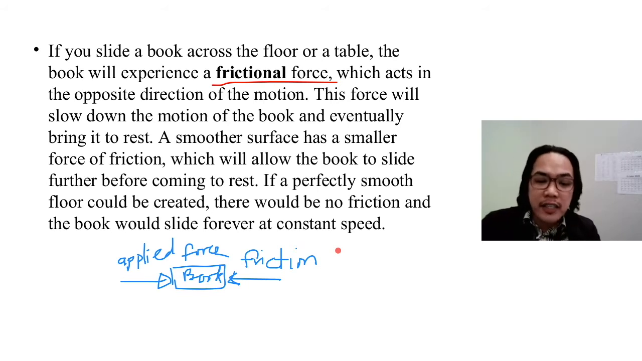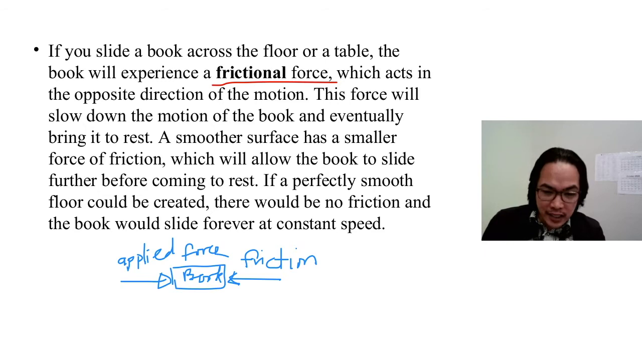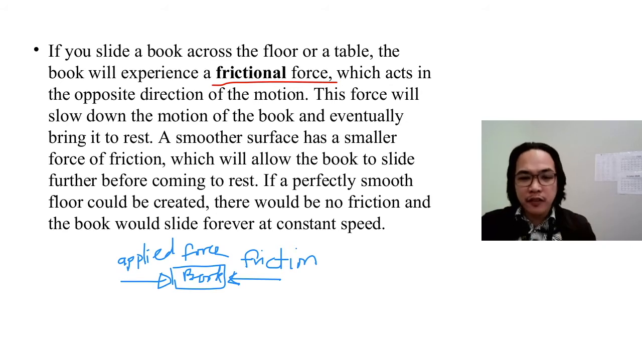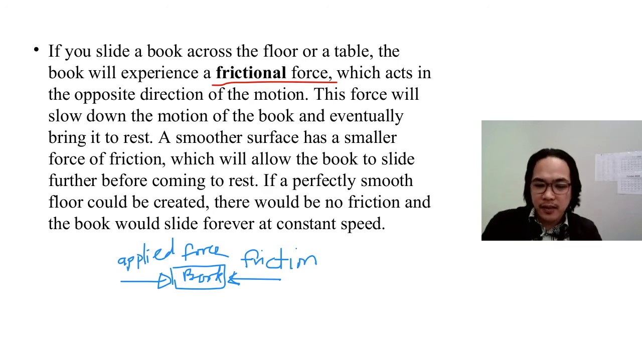If a perfectly smooth floor or surface could be created, that's the only time there would be no friction and the book would slide forever at a constant speed. However, here on Earth, I don't think there's something like that. I'm not sure if NASA has a perfectly smooth surface that causes objects to move forever at a constant speed, but I guess there's no such thing. Here on Earth, we know that there's friction. The friction is usually higher if the surface is rough, and lower if the surface is smooth.